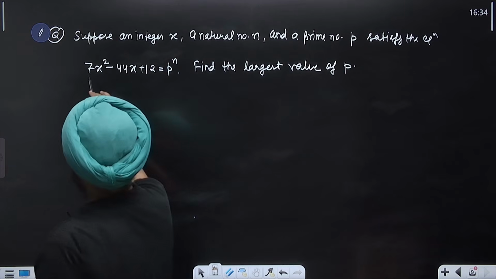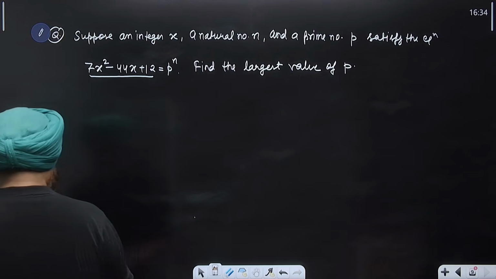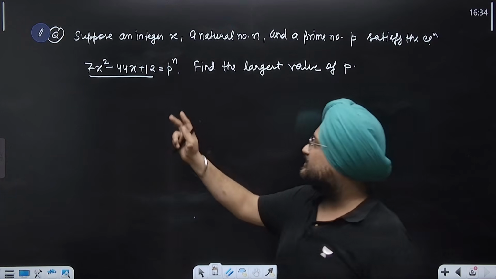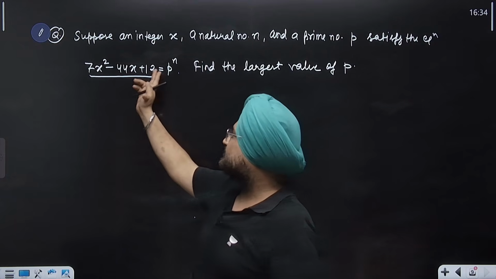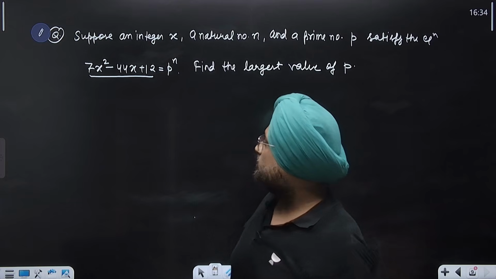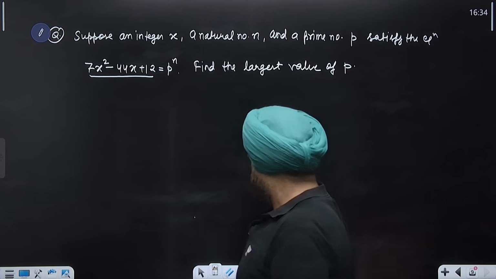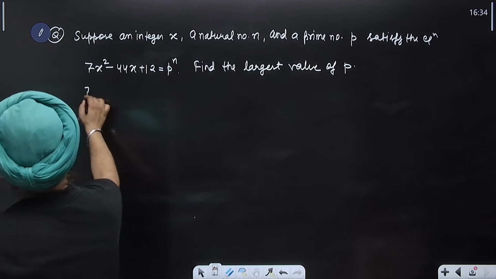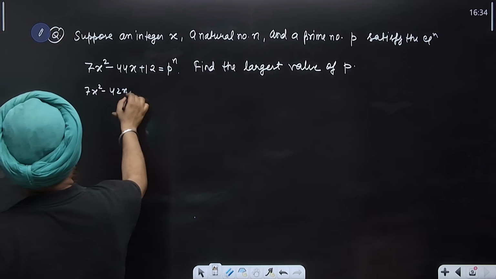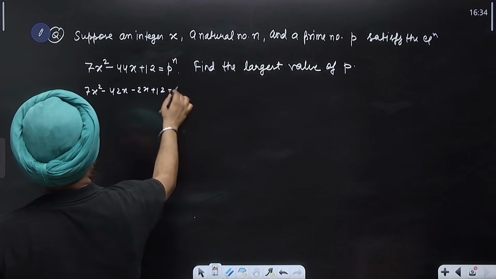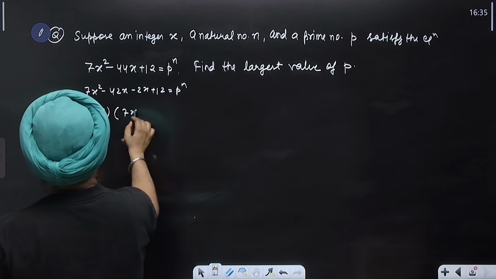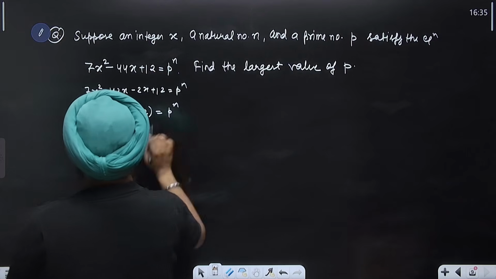See, first we need to observe whether this quadratic expression can be factorized or not. So 7 into 12 is 84, and 44 can be written as 42 plus 2. So this can be factorized: (x − 6)(7x − 2).